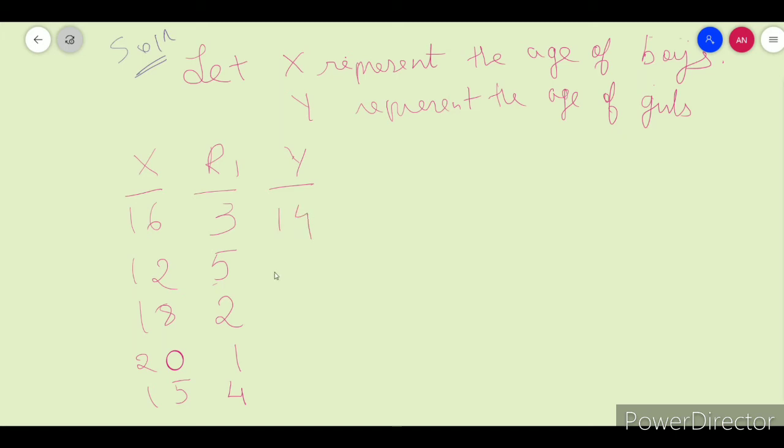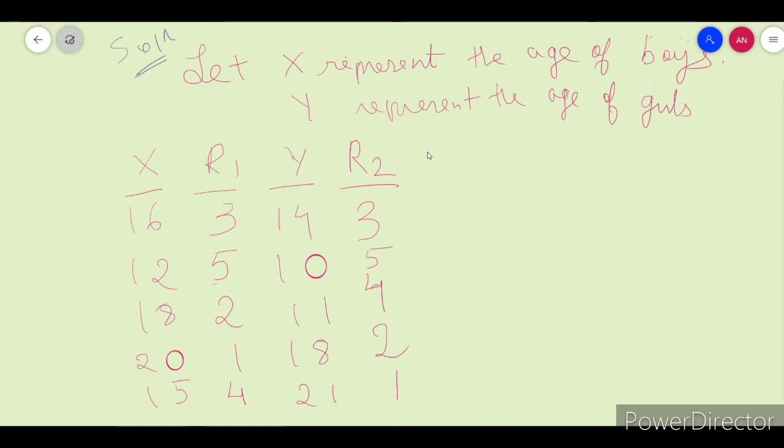We have 14, 10, 11, 18 and 21. Now we assign the ranks to the Y values. Here 21 is the highest value, so we'll give it the first rank. 18 is the second highest value, the second rank. 14 is the third highest value, third rank. 11 the fourth rank, and 10 the fifth rank.